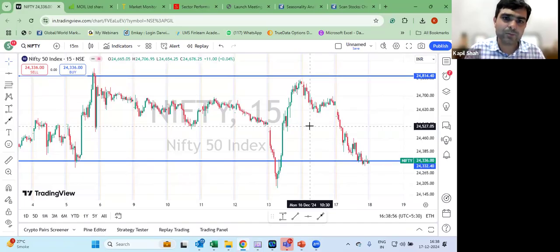Now, why is the range important? Actually, support and resistance is not a price point. There should be a price range. Just take our routine life example. Whenever we want to buy something, let's say for example we want to buy a mobile.